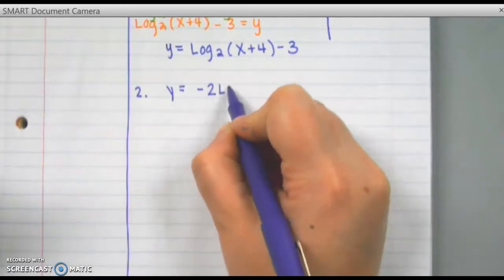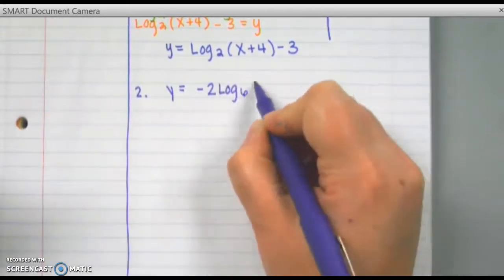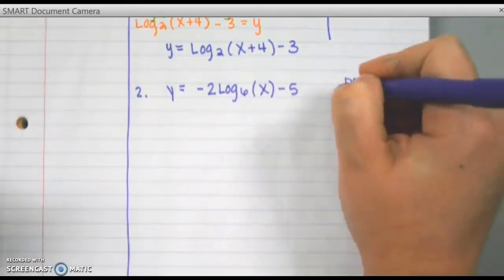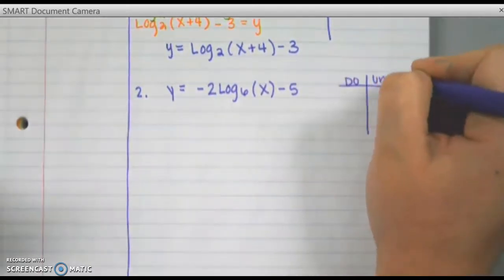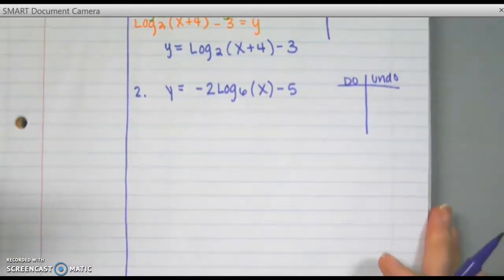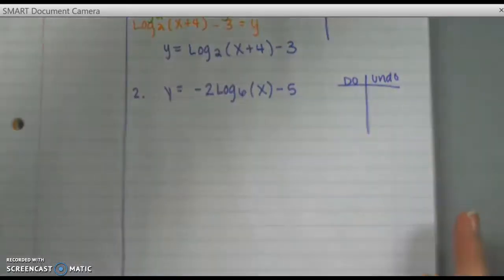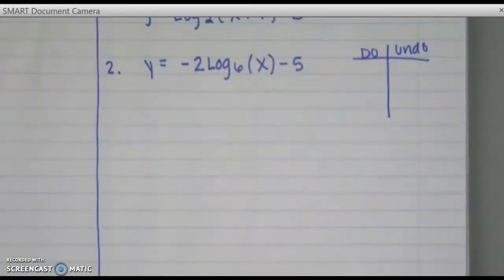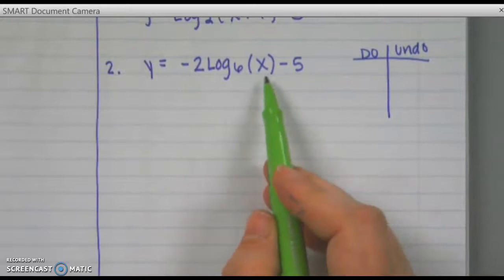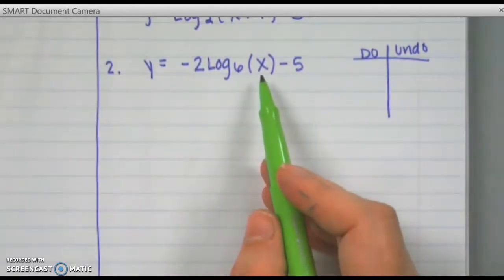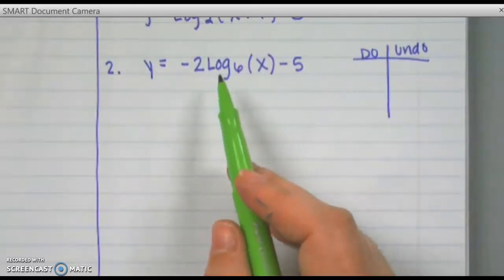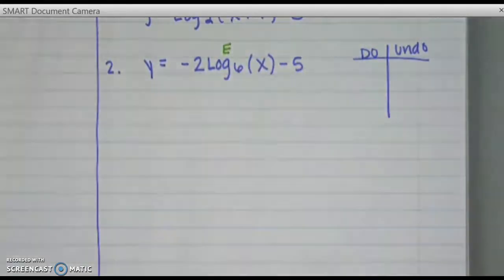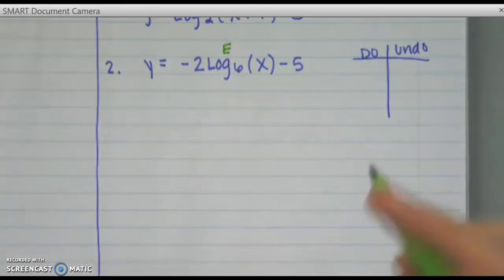Here's one that starts off as a log. Again, I'm going to organize what I'm doing with a do-undo list following, please excuse my dear Aunt Sally. Parentheses, I do have something in parentheses, but it's just x, so that's not an operation. The log is going to count as an exponent step because the log and the exponential are inverses of each other.